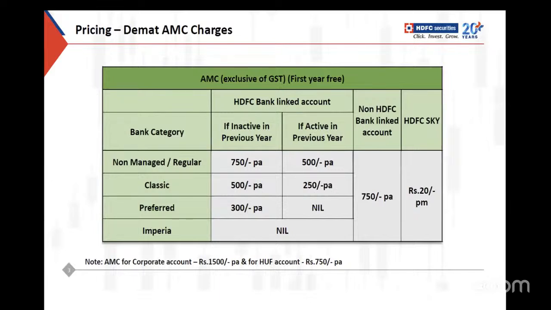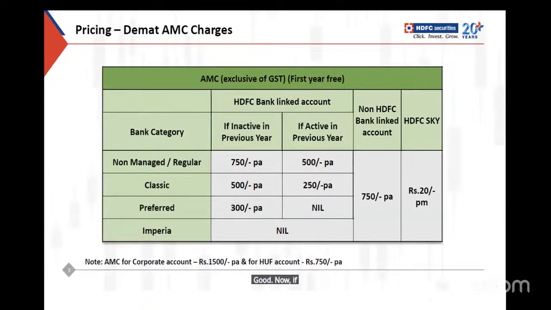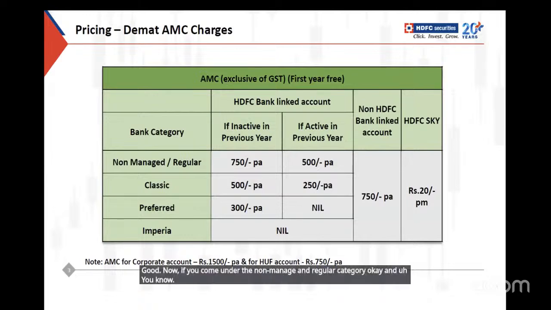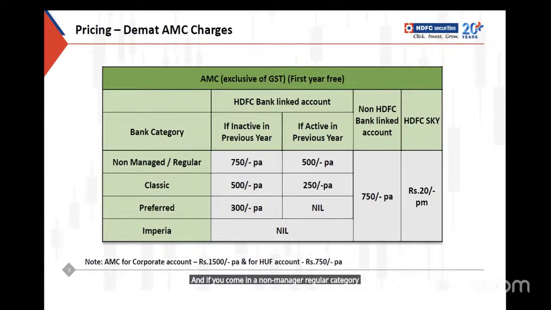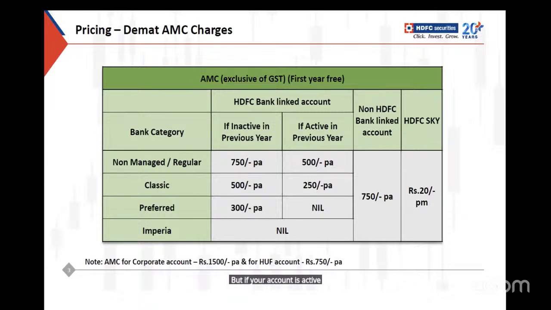All right. So, talking about pricing and demat AMC charges for HDFC Securities. Now, all these charges are exclusive of GST. Let's see the charges. If you come under the non-managed and regular category, the first year AMC is free. If your account was inactive in the previous year, then the AMC is 750 rupees per annum. But if your account is active, then it is 500 rupees per annum.